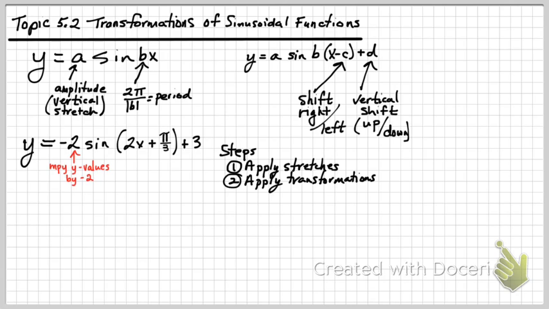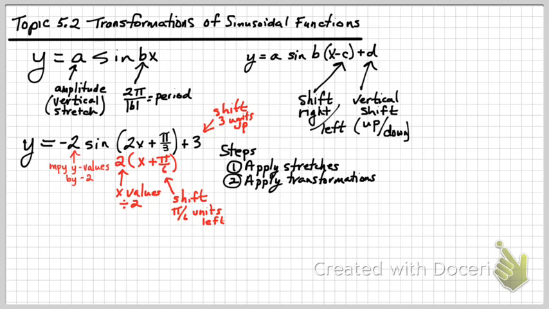Now, the negative 2 means that every y value is going to be multiplied by negative 2. We have to factor a 2 out of 2x plus pi over 3, and that would become 2 times x plus pi over 6, plus 3 on the back end. That 2 in front that we factored out means that all of the x values are going to be divided by 2. The pi over 6 means it's going to shift pi over 6 units to the left and 3 units up.